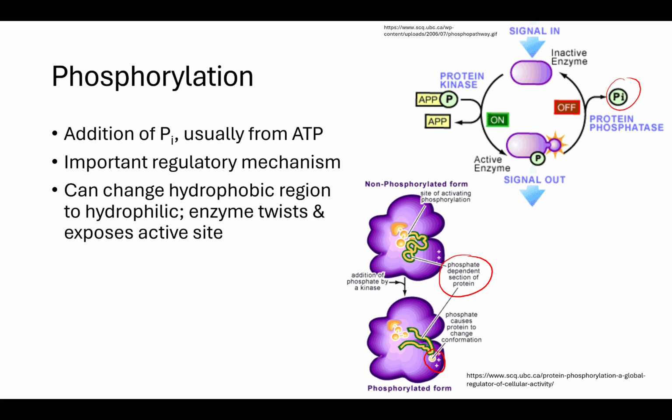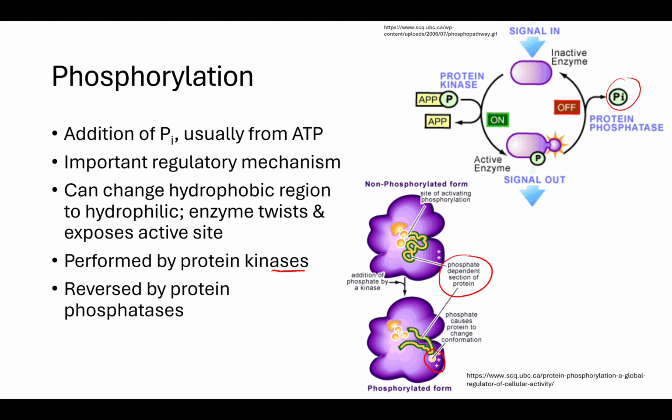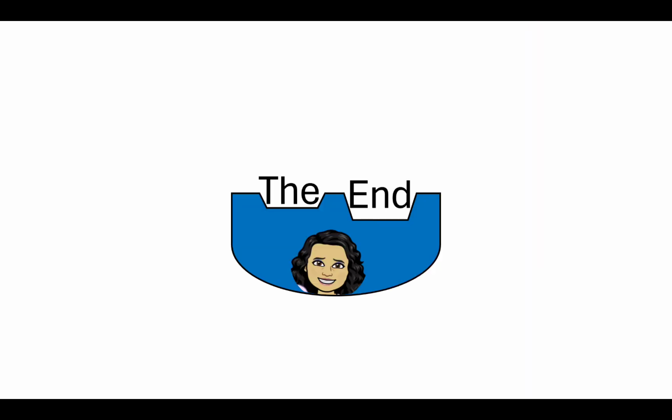That can change the 3D shape of the enzyme and either make the active site exposed to bind to the substrate, or it can do the opposite and change the shape of the active site so it can't bind to the substrate anymore. This phosphorylation is done by a specific class of enzymes called protein kinases, and the opposite, dephosphorylating a protein or enzyme, is going to be done by protein phosphatases. Again, those -ases mean that they're enzymes.